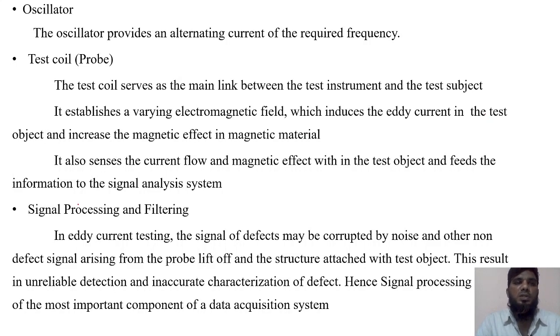The test coil or probe serves as the main link between the test instrument and the test subject. It establishes a varying magnetic field which induces the eddy current in the test object and increases the magnetic field in the magnetic material. It also senses the current flow of the magnetic field within the object and feeds the information to the signal. So that is what we have to see.